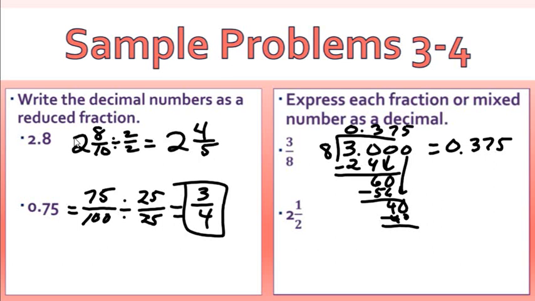2.5 would be rewritten as, we could do 2 and half is 0.5. So 2.5, this would be our decimal.